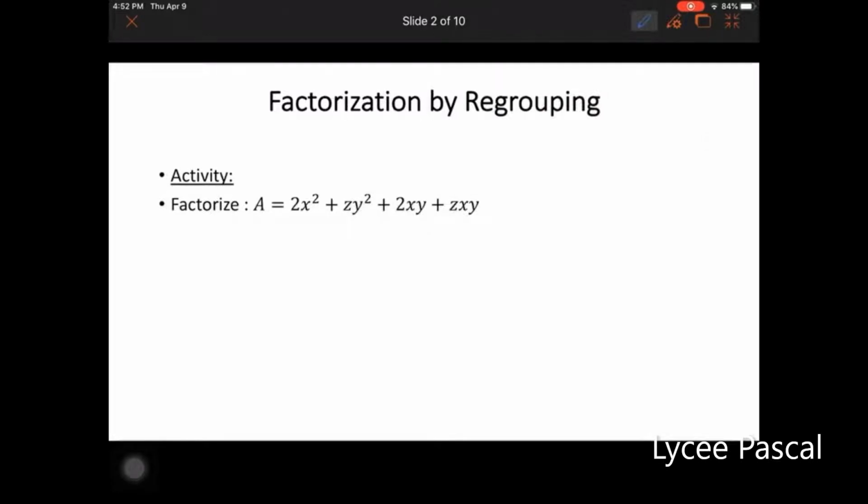Factorization by regrouping means we want to take some terms and regroup these terms together and try to have a common number or variable between them. In another regrouping also, we want to reach a common number or variable or terms, and then we get a same factor.